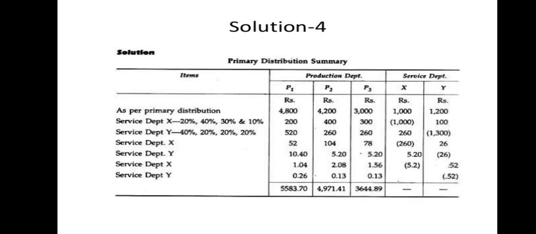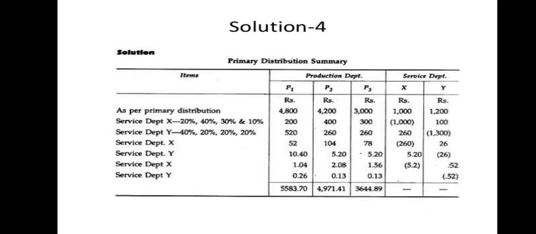the department 3, 1,300, because 100 more is there. So 1,200 is the actual amount of Y, but we even added the 100 of service department X, total how much? 1,300. So now I am changing the statement. 1,300 into 40% for production department 1. So 1,300 into 40 by 100, that will be 520 rupees.